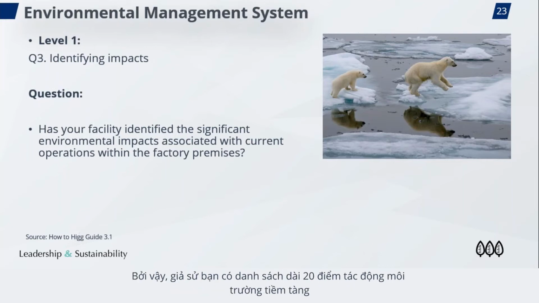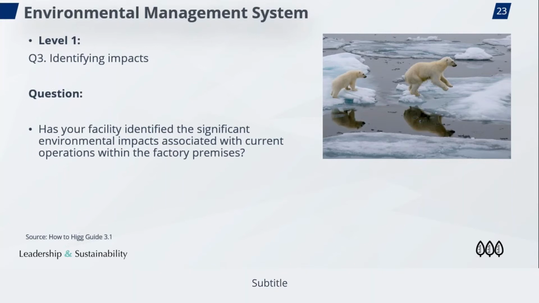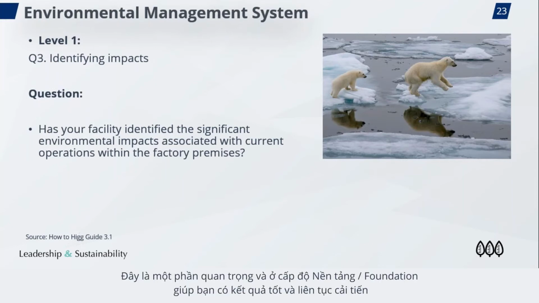So if you have a long list of perhaps 20 different potential environmental impacts, you should be able to identify and say, okay, for me, energy efficiency, waste reduction, chemicals management are the most important, just as an example. And so therefore also in order to reach a yes, you do need to have a documentation about how you have done it. It is not enough that you say, okay, I know that energy is the most important for me, or my clients tell me that energy is the most important.